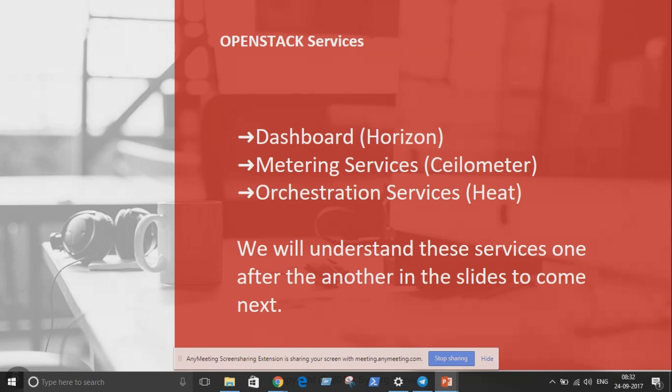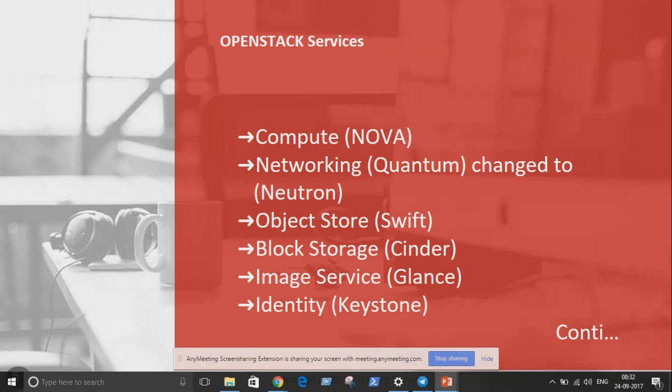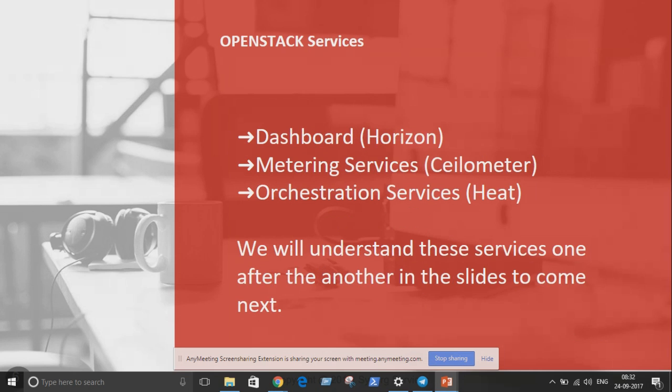I'll discuss all these services one by one, but I just wanted to give you a heads up that these are the services and their names as per OpenStack, because they are different from the terms we have used till now. So we have to memorize them.